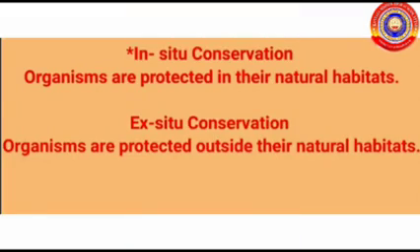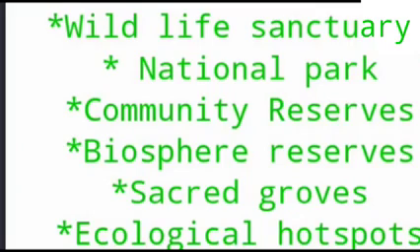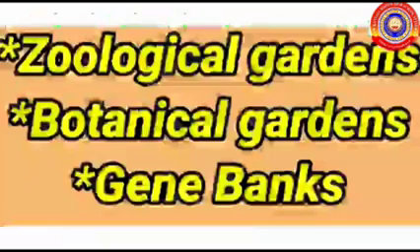Then two types of conservation methods are prevalent. They are in situ conservation and ex situ conservation. In in situ conservation, the organisms are protected in their natural habitat. In ex situ conservation, the organisms are protected outside their natural habitats. Wildlife sanctuaries, national parks, community reserves, biosphere reserves, sacred groves, and ecological hotspots are the examples of in situ conservation. Zoological gardens, botanical gardens and gene banks are the examples of ex situ conservation.